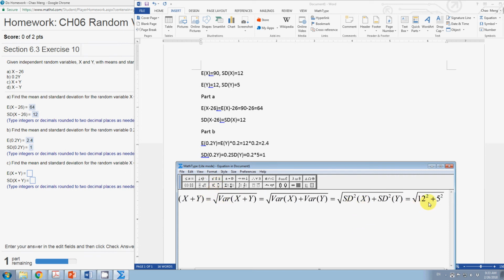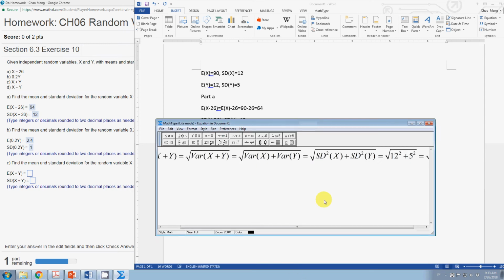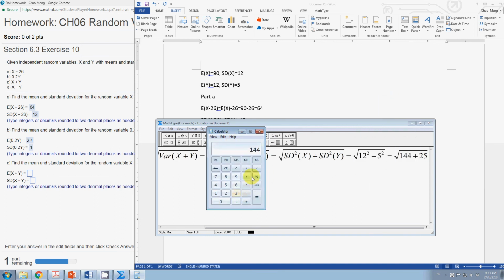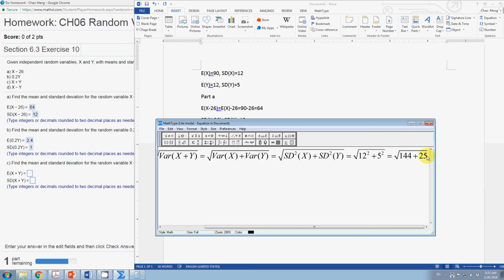Then the rest of the job is to do the calculation. So 12 squared, that's going to be 144 plus 25. Let me just double check. 12 times 12, 144, okay? And plus 25, okay, 169. And if we take the square root, that's going to be 13. Okay, so that's going to be 13.